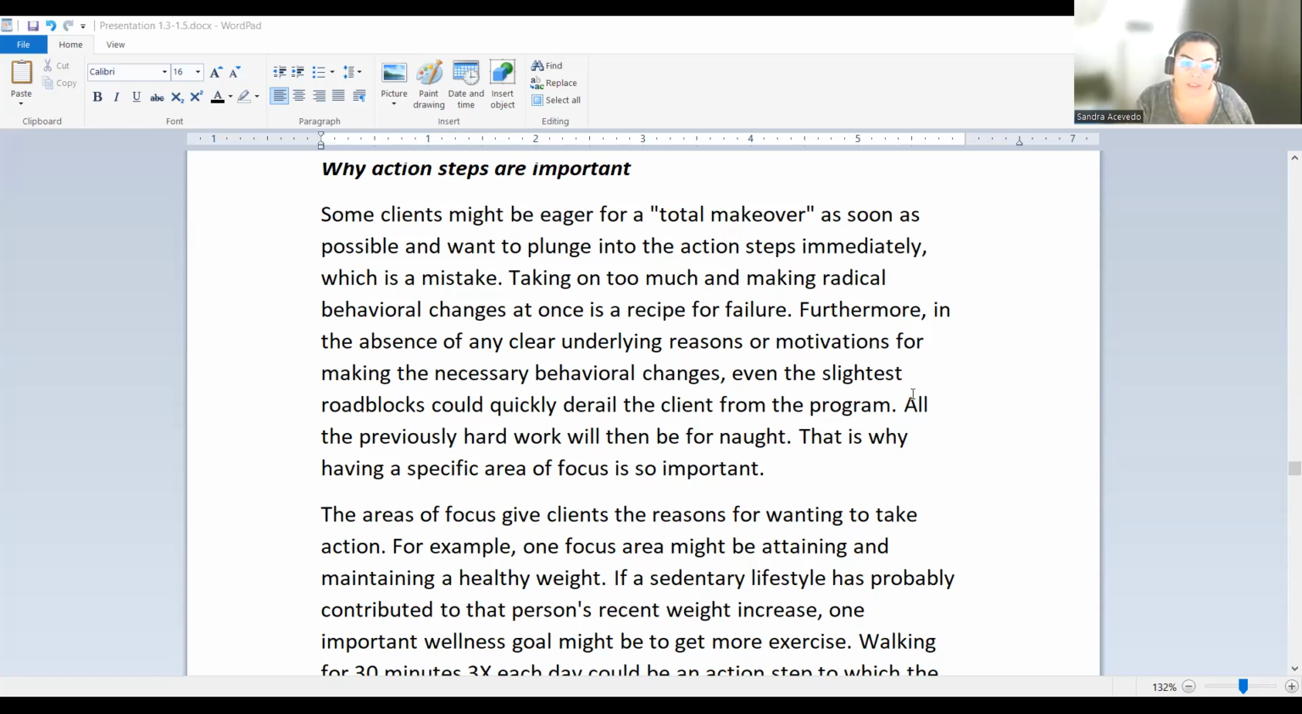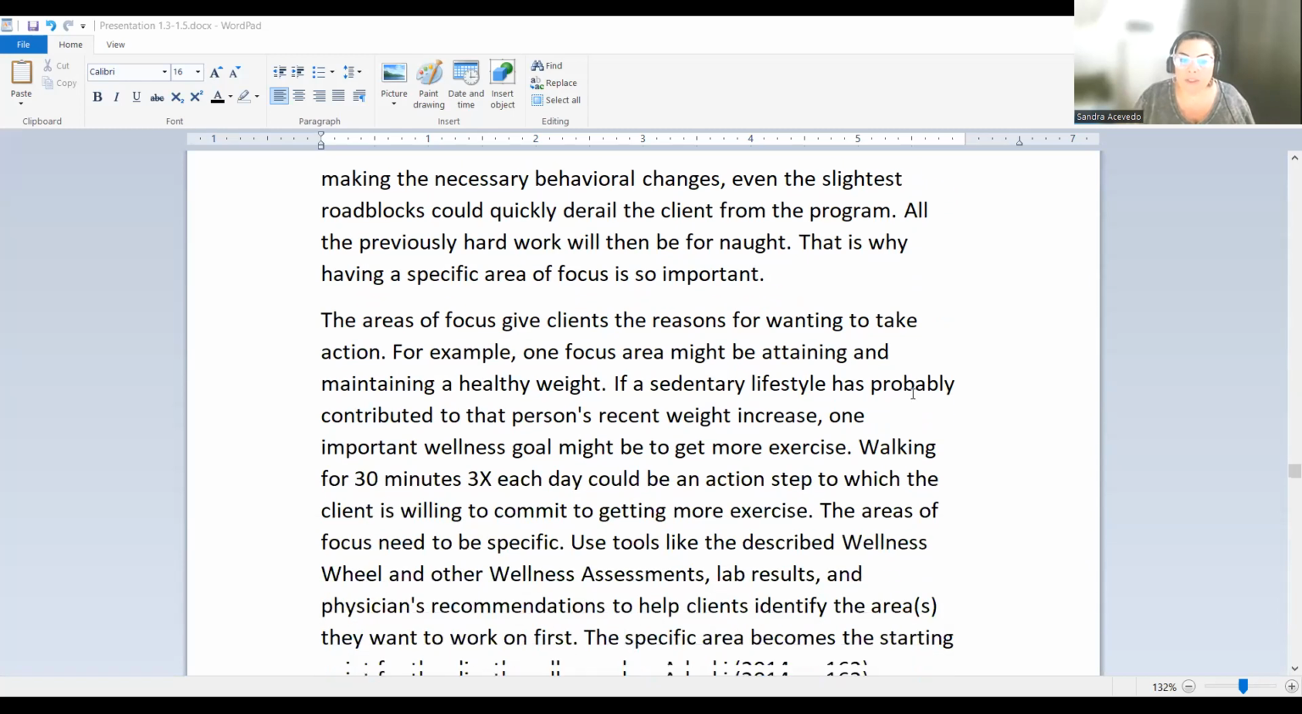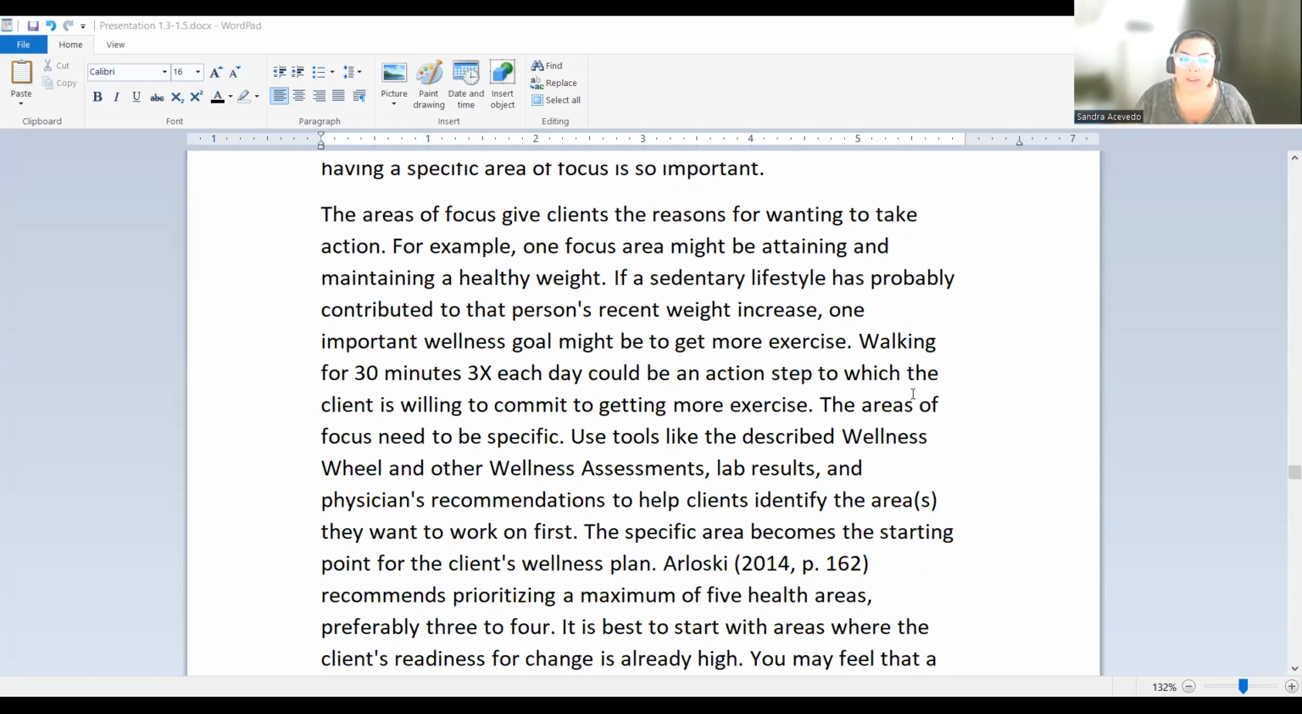That is why having a specific area of focus is so important. The areas of focus give clients the reasons for wanting to take action. For example, one focus area might be attaining and maintaining a healthy weight. If a sedentary lifestyle has probably contributed to that person's recent weight increase, one important wellness goal might be to get more exercise. Walking for 30 minutes 3 times each day could be an action step to which the client is willing to commit to getting more exercise.